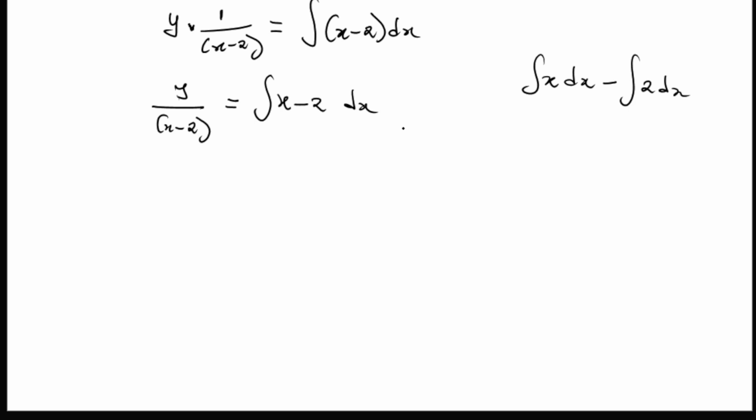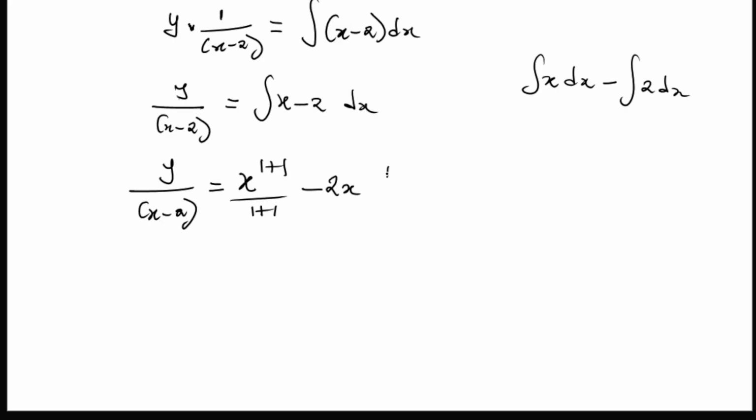Minus 2. Are we together? Now, if you do that, you simply have y divided by x minus 2, and this will be equal to, if you integrate x, you simply have x raised to the power of 1 plus 1, divided by 1 plus 1. That's the concept of integration. And this will be minus, if you integrate a constant, you simply add the variable of interest to that constant. And the variable of interest you are integrating with respect to is x. Are we together?